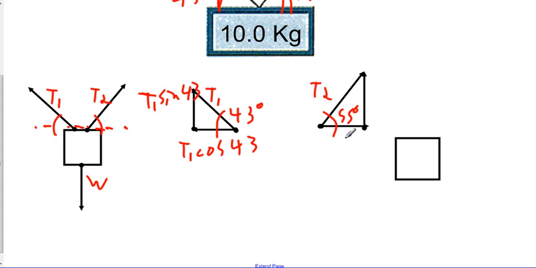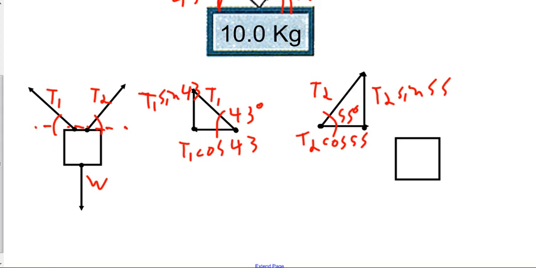And we can use the same method to find the components here. This horizontal component is the adjacent, so we're going to use cosine. This is equal to T2 cosine 55 degrees. And the vertical component is going to use the sine, so T2 sine 55 degrees.